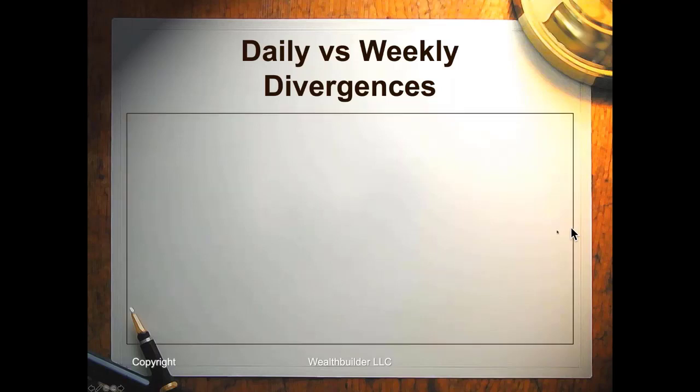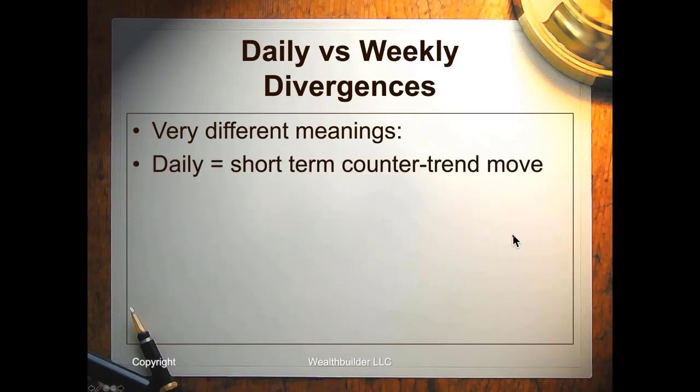So let's compare and contrast. Daily versus weekly stochastic divergence, very different meanings. Daily simply means we're going to have a short-term counter trend move of a few days. Well, I call that cute. You see, the thing is, if I have a daily stochastic divergence, I'm saying that the market's going to have a short-term dip on the daily chart.